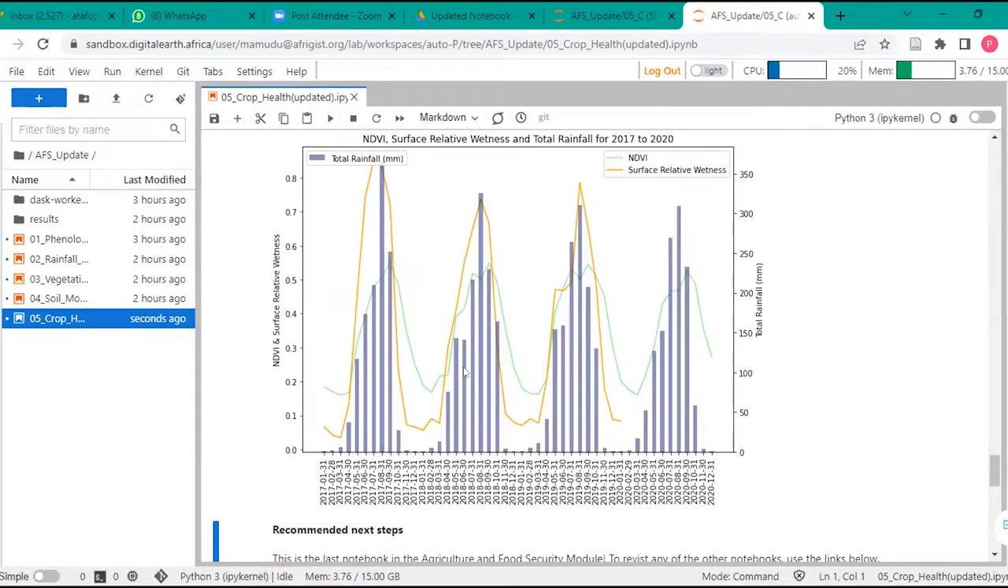So this can be referred to as base data, and we can build on this for future purposes to be able to understand how individual crops perform with relation to NDVI and surface wetness as well as total rainfall. So thank you everyone, and please send your questions my way.